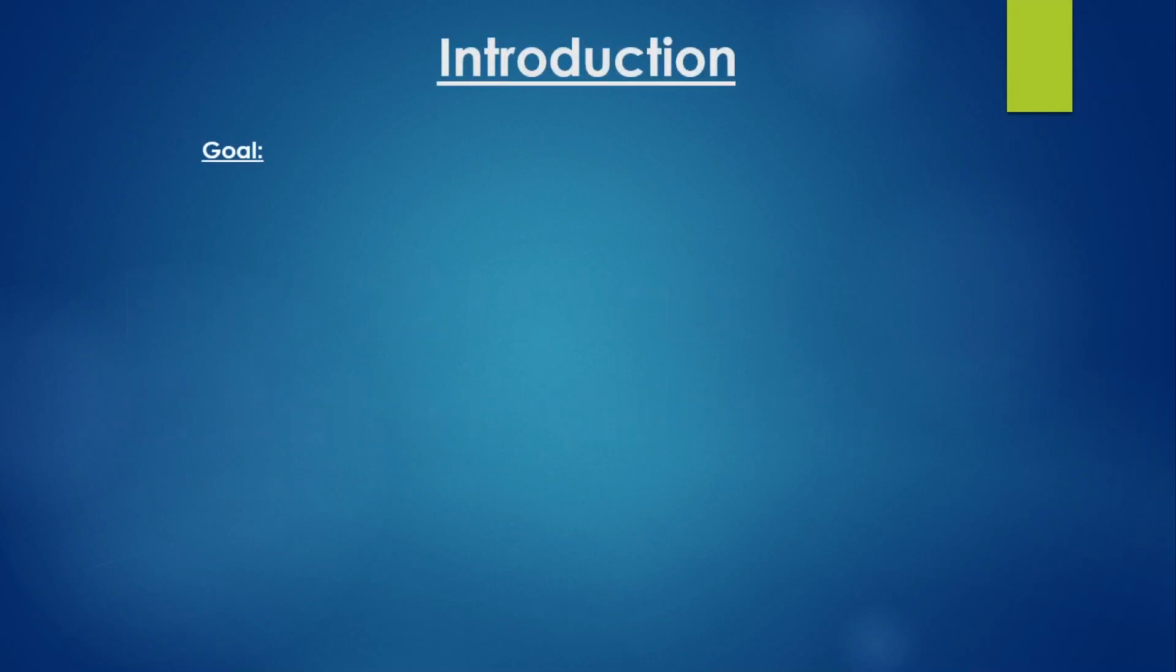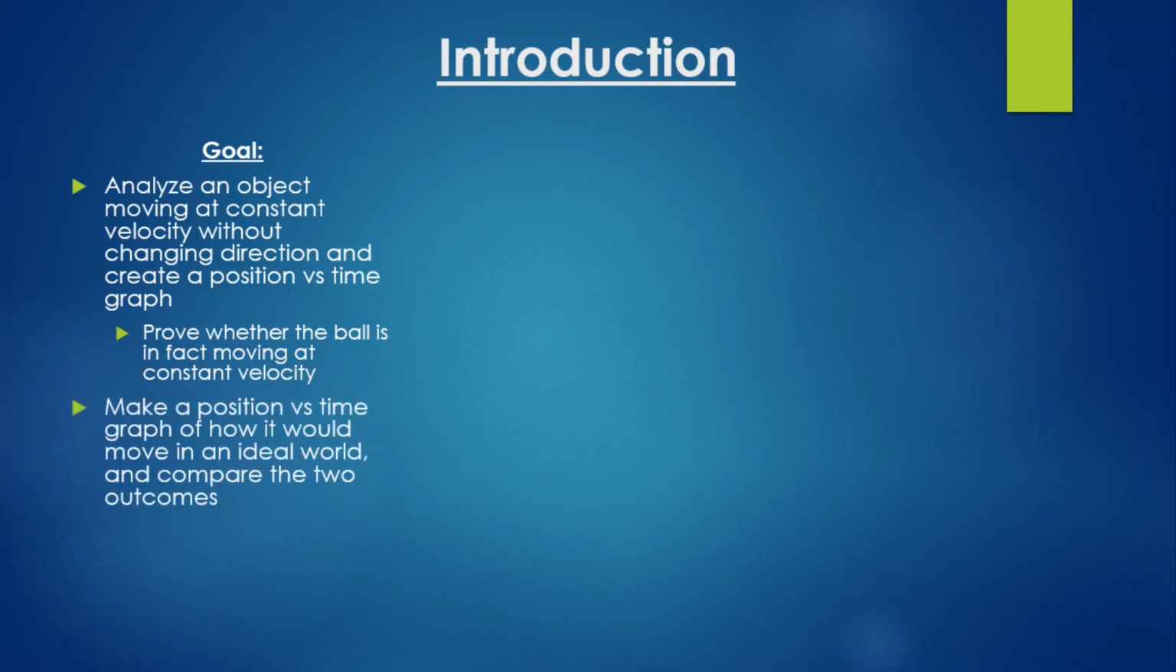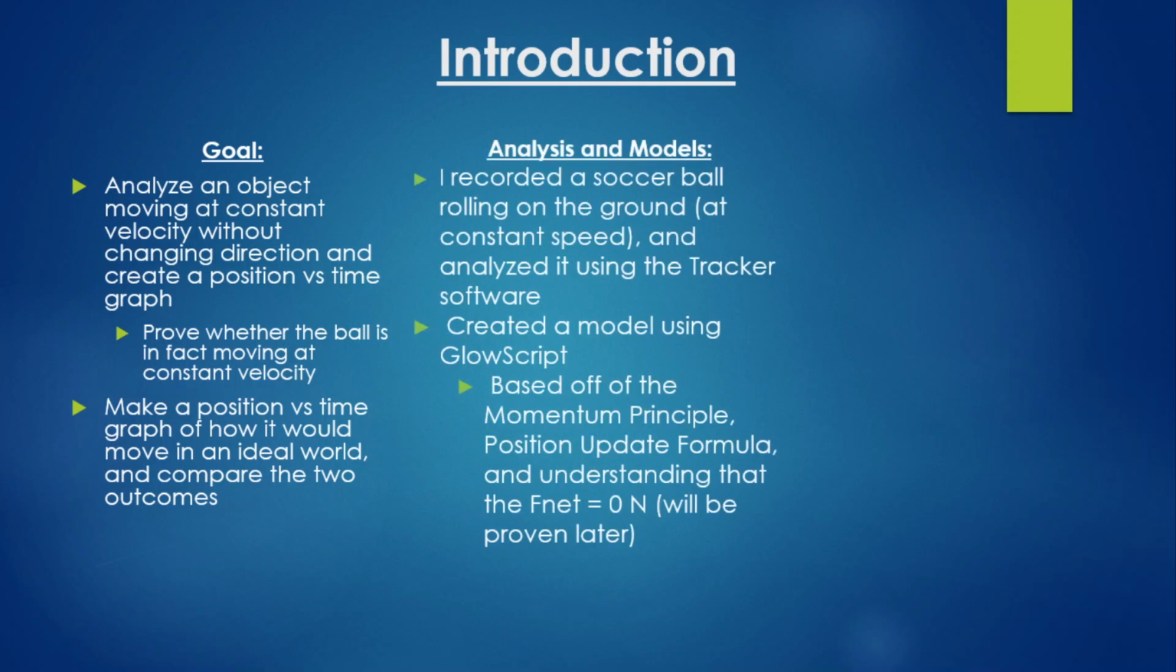So, what is the goal of this lab? It is to analyze an object moving at constant velocity without changing direction and create a position versus time graph, and we want to prove whether or not the ball is in fact moving at constant velocity. We will then make another position versus time graph of how the ball would move in an ideal world, and compare the two outcomes.